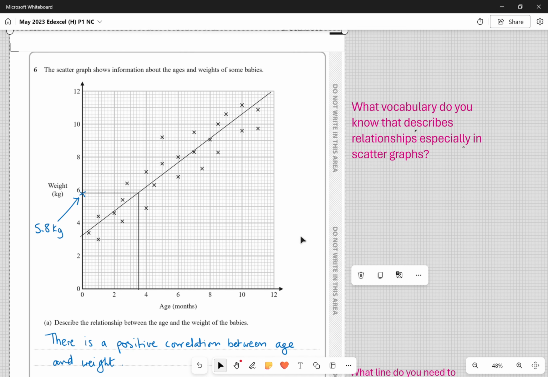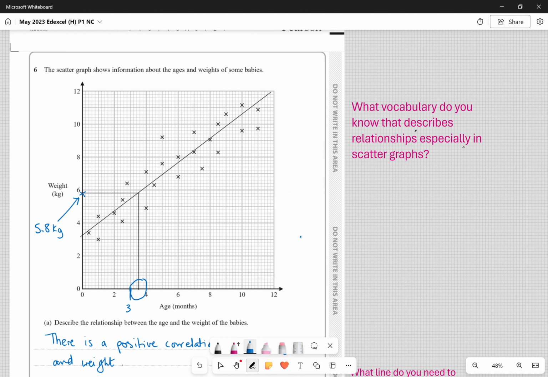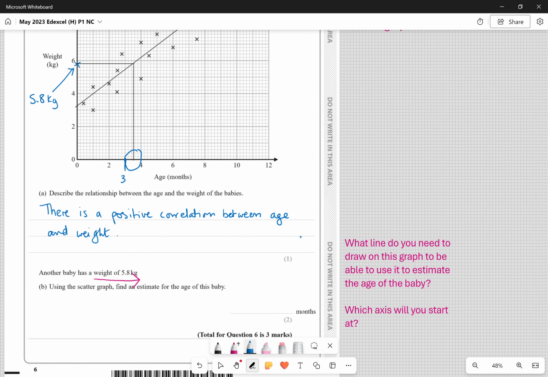Okay. And if we look at the age here, we can see that on this axis, this is 3. So 3.2, 3.4, 3.6. I make that 3.6 months according to our line of best fit and using this graph. So here we're going to say that it's approximately 3.6 months.